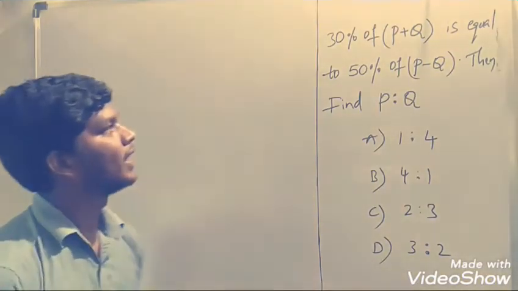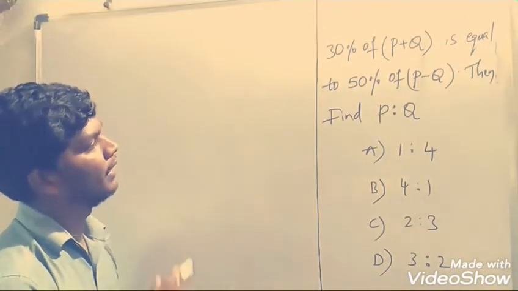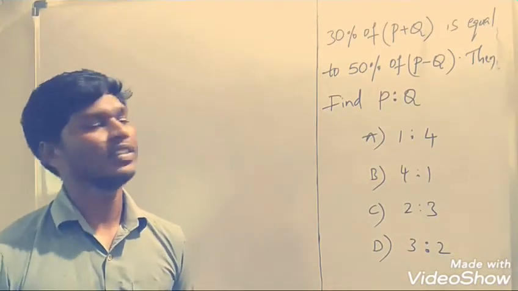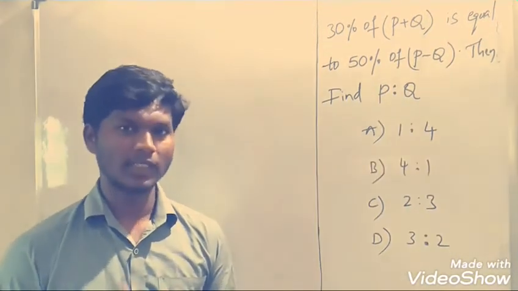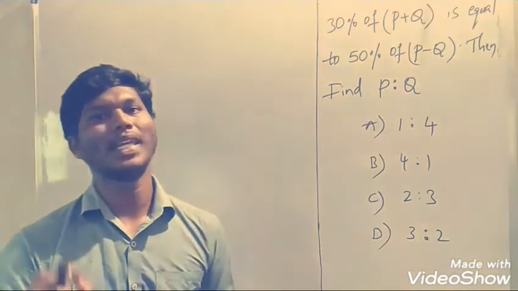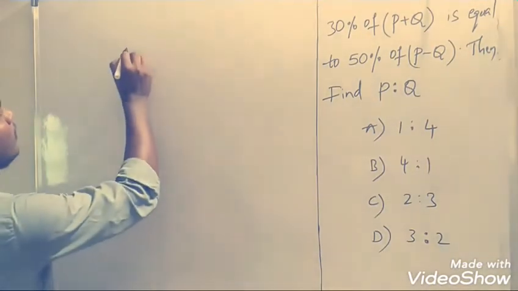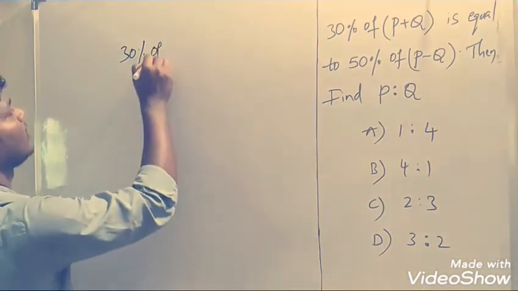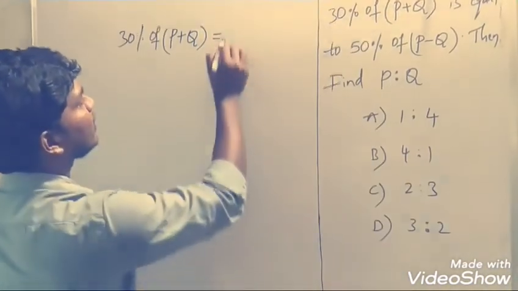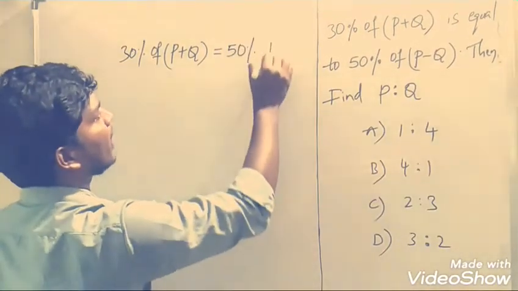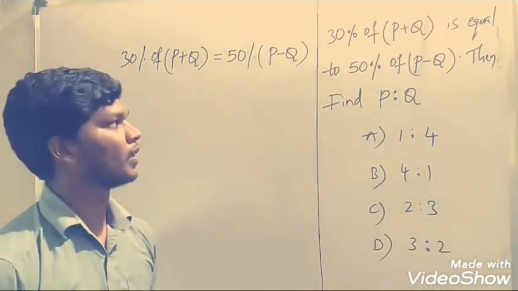Problem number 5. 30% of P plus Q is equals to 50% of P minus Q. Then find P is to Q. See friends, here it is saying two terms, one is P and the other one is Q, and he is asking us to find the ratio between P and Q, and also he has given one statement that 30% of P plus Q is equals to 50% of P minus Q. Okay friends, this is the statement which he has given.